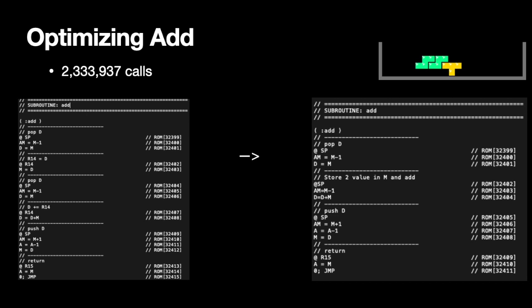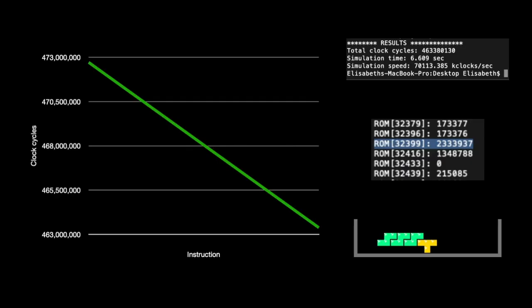So instead of storing the top value of the stack in register 14, I rewrote the assembly to pop the first value into D and hold it in that register, and to pop the second value into M. I was then able to directly add the D and M registers and store in D, which was then pushed onto the stack. This resulted in a 23% decrease in the length of the add subroutine and a decrease of 9,335,748 clock cycles in 0.153 seconds. Not a bad improvement for the modification of one subroutine.